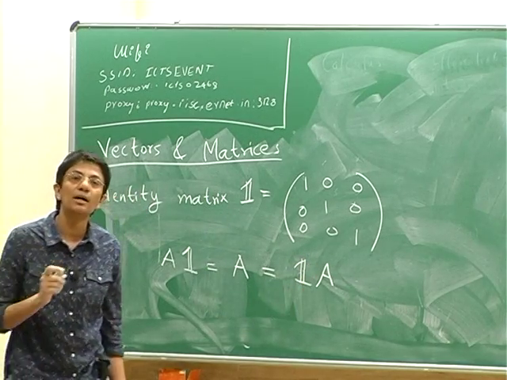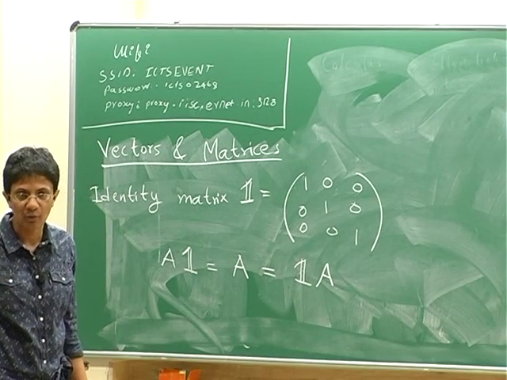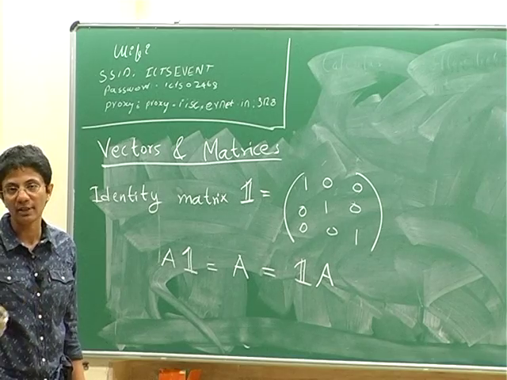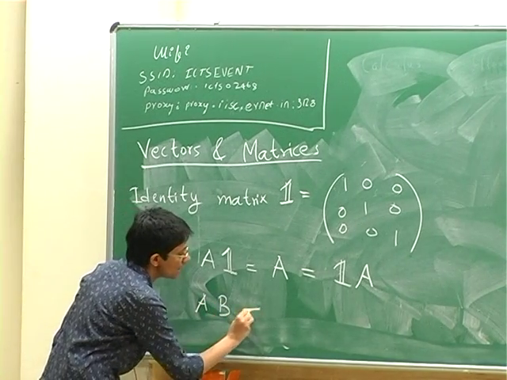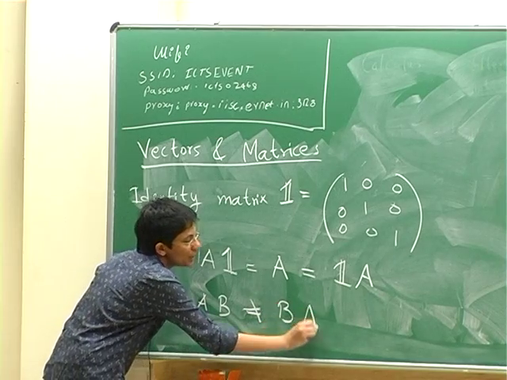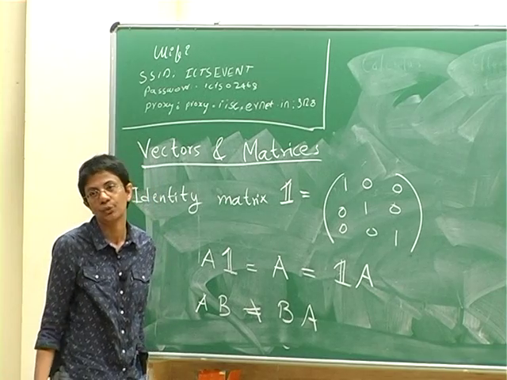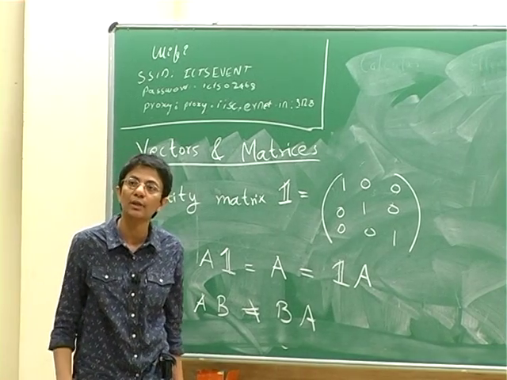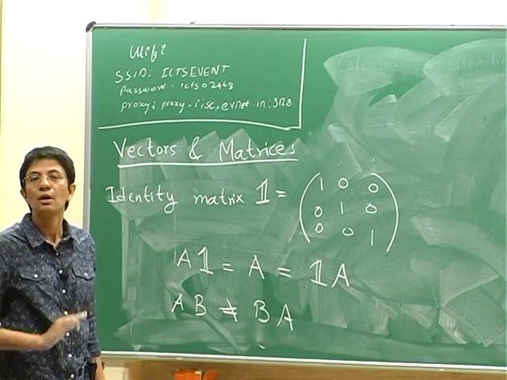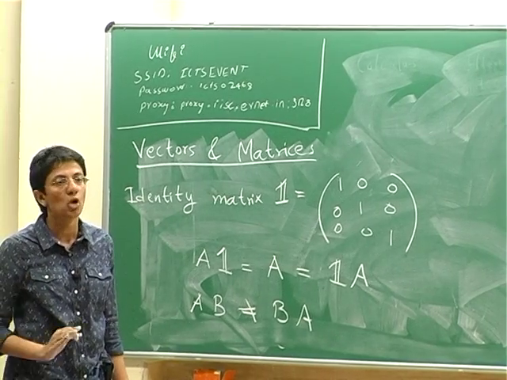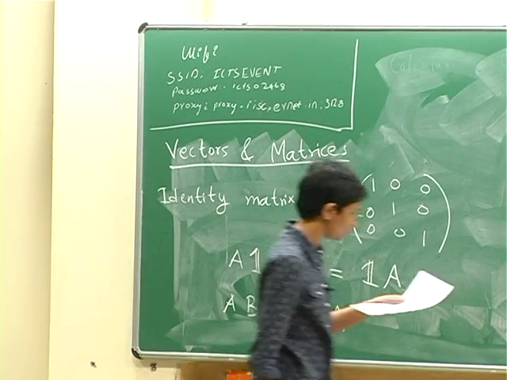Unlike the numbers where 2 into 3 is the same as 3 into 2, which is called the commutativity property, for matrices in general that's not true. So A into B is not necessarily equal to B into A. This was a simple example where it was true, but in general this is not true. This is a very important thing to keep in mind. Unlike numbers, matrix A into matrix B is not equal to matrix B into matrix A.